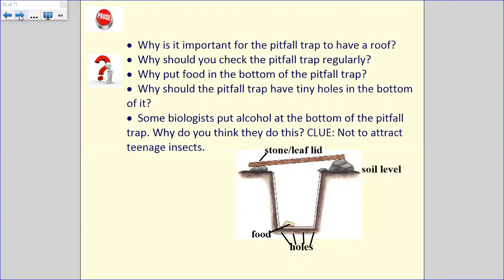Some scientists are evil. They put alcohol at the bottom of the pitfall trap or antifreeze, and that's basically to kill the insects as they fall into the pitfall trap, and that stops them from escaping, and it means your results are more likely to be realistic.